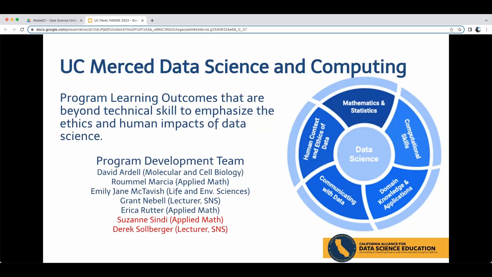Dave Ardell is in molecular and cell biology, myself, Emily Jane, who's in the life and environmental sciences. Grant is a lecturer, and Erica in applied mathematics. And my colleague Suzanne, who's here, and maybe a lot of you know her, is in applied math. She's the chair of the department, and another lecturer, Derek Solberger, who's online. Because as you can see here, it's not just run by applied math faculty. So we have faculty from environmental sciences, in biology, and Suzanne is also within the quantitative systems biology program. Erica is also part of the biology program. So it's not just one department who owns this. Okay, so it's really a collaborative effort that joined together to create this program. So there are lots of inputs when we form this program.